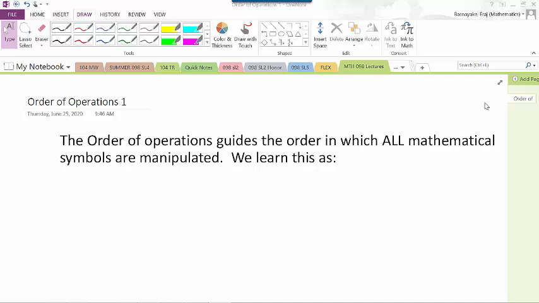Welcome to the Order of Operations, Lecture 1. The order of operations guides the order in which all mathematical symbols are manipulated, whether they be numbers or variables.